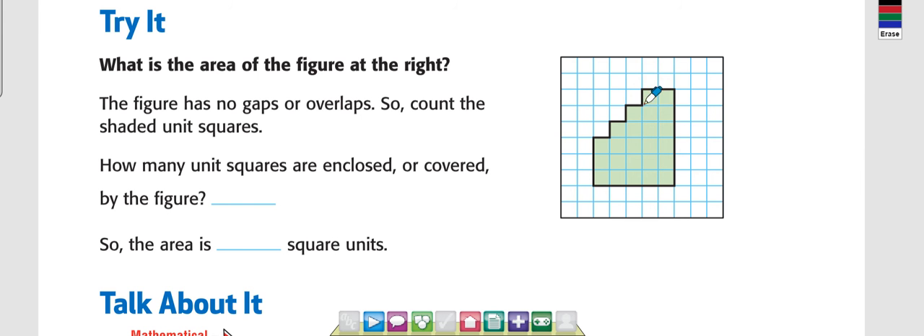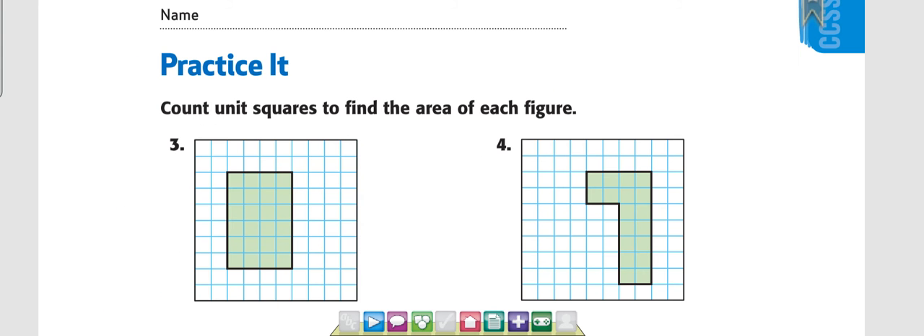So if I counted all the squares, I would get 1, 2, 3, 4, 5, 6, 7, 8, 9, 10, 11, 12, 13, 14, 15, 16, 17, 18, 19, 20, 21, 22, 23, 24. So how many unit squares are enclosed? The area is 24 square units.